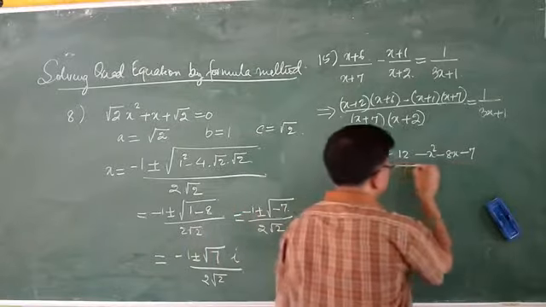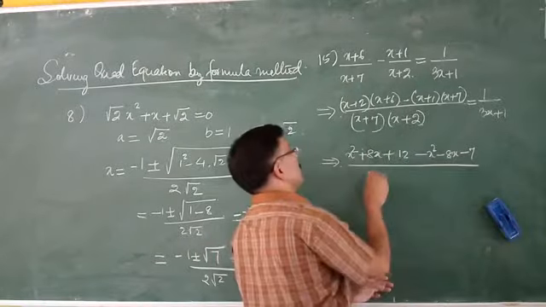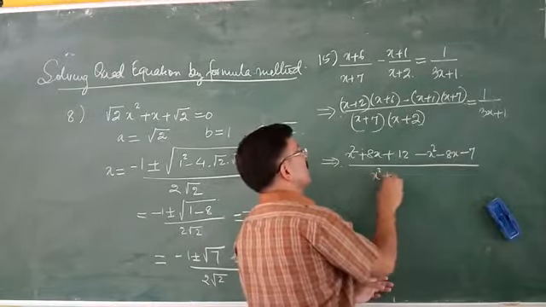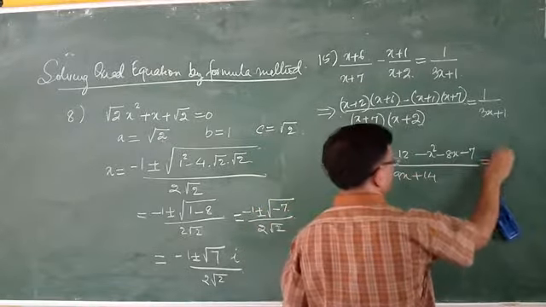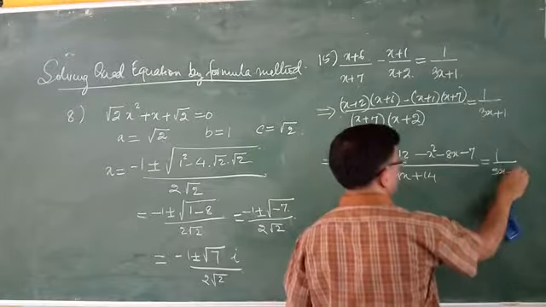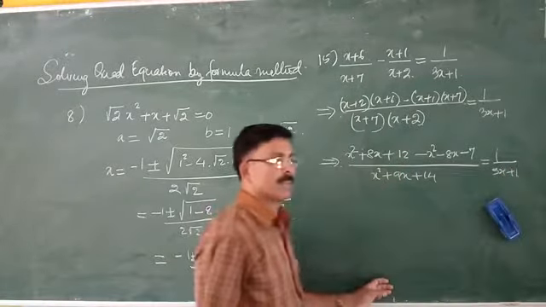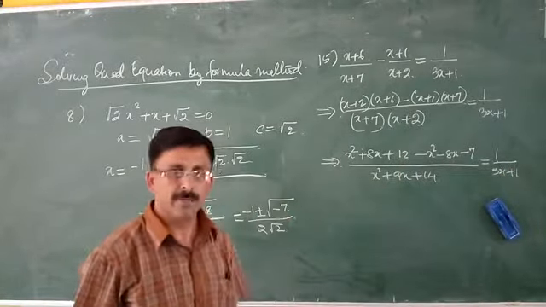And then the denominator also I am going to multiply. So when I multiply, I get the result as x square plus 9x plus 14, and the right hand side is 1 over 3x plus 1. Is it okay? Yes, sir.